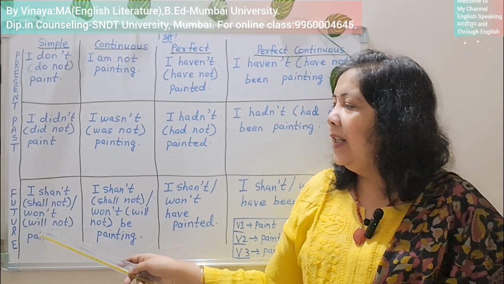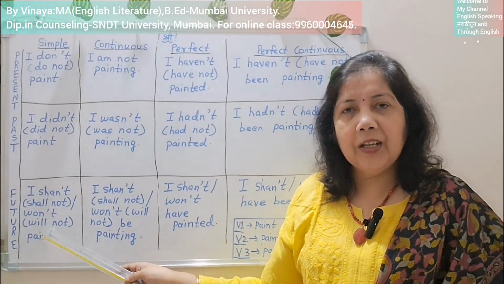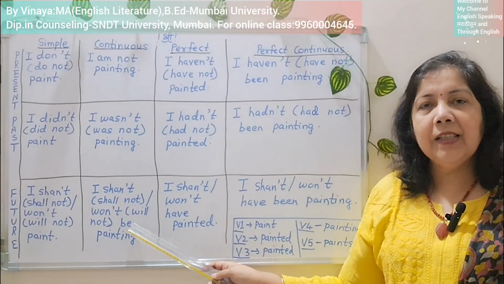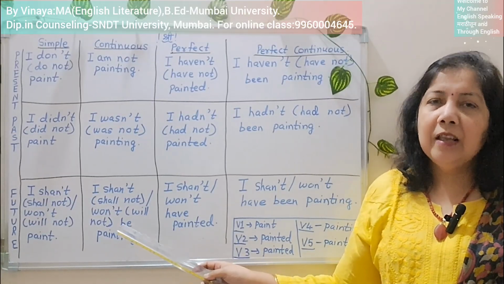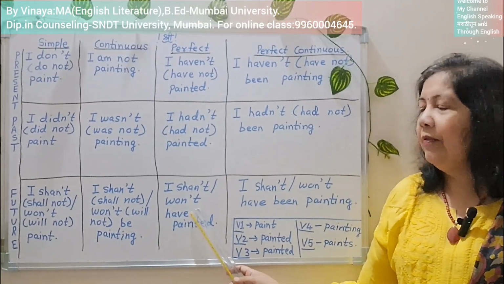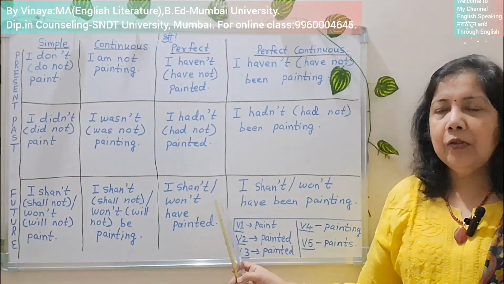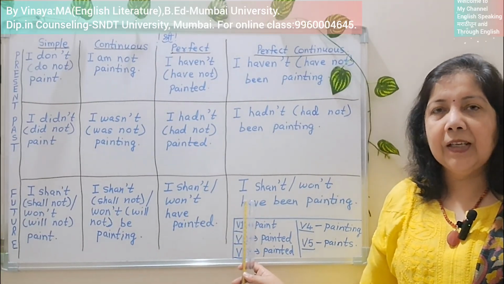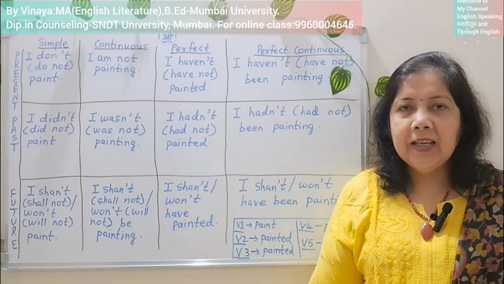Now the future tenses. First one, simple future tense. Second is future continuous tense. Third one, future perfect tense. And the fourth one is future perfect continuous tense. These are the names of all 12 tenses.